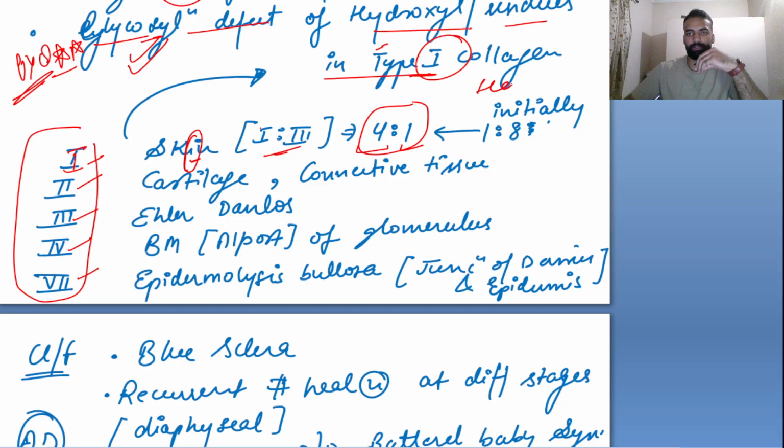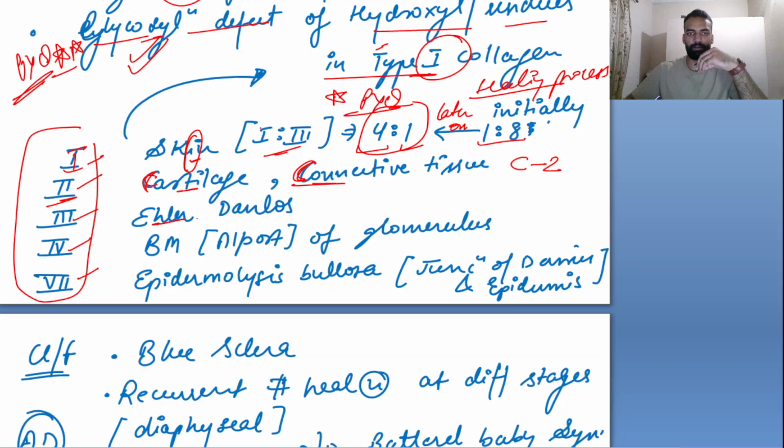During the healing process, what we see initially is 1:8 of type 3 collagen, but later on it becomes 4:1. So this is also a PYQ. Second is cartilage and connective tissue. You have to see there are 2 C's, or you can make it like C is like 2. So cartilage and connective tissue.